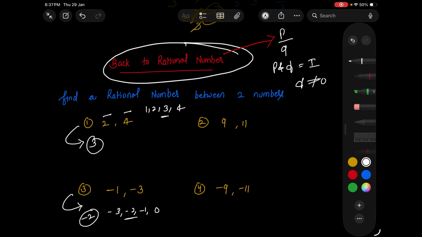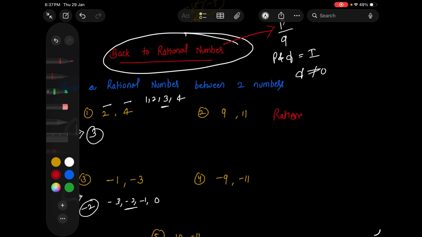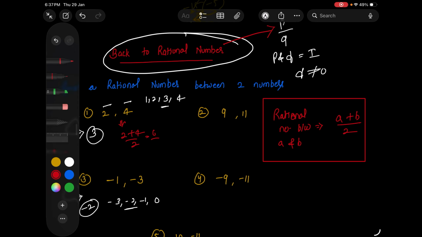This is the simple way, but we can solve this by a formula. That formula says: a rational number between two numbers, let's say a and b, is given by (a plus b) divided by 2. This is the formula to find a rational number between two numbers. Let's solve by 2 plus 4 divided by 2, that is 6 upon 2, that is 3.